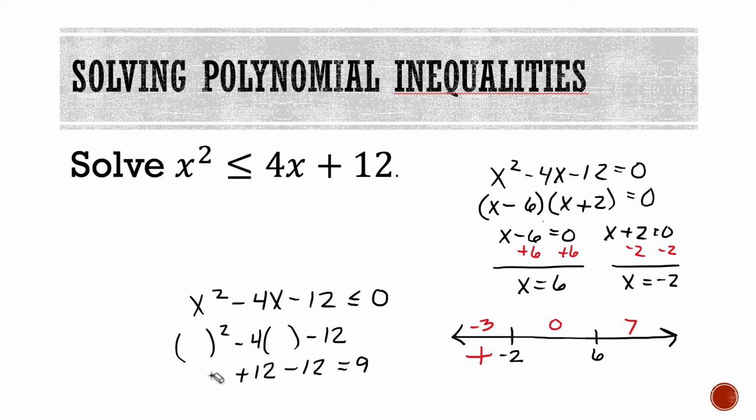So the next thing I'm going to do is take that same expression and I'm going to plug a 0 in. So we'll have 0 minus 0 minus 12, which is going to equal a negative 12. So I'm going to put a negative in that section.